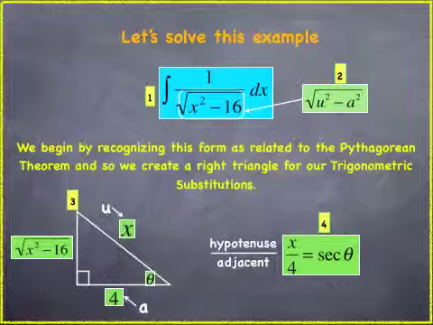In item 4, from our triangle, we identify that x over 4 is actually the secant of theta. And we begin there. That's where you want to begin when you have this particular form. And we know that it's the secant of theta using SOHCAHTOA rules. If you're not familiar with SOHCAHTOA, I do have videos that demonstrate that.